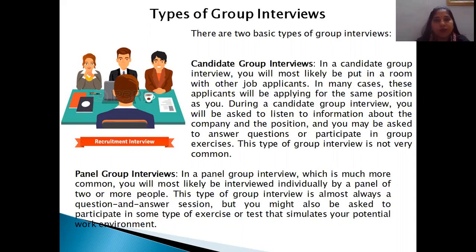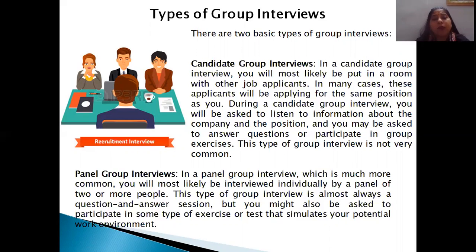We have two different types of group interviews. One is the candidate group interview and the other one is the panel group interview. If we talk about the candidate group interview, herein we have a number of candidates and the interviewer is only one, right? So applicants will be applying for the same position, and during the interview, the interviewer might check your listening skills, your collaborative skills, and you may be given some case study or some problem for which you have to find a solution together. That can be one of the ways of assessing a candidate.